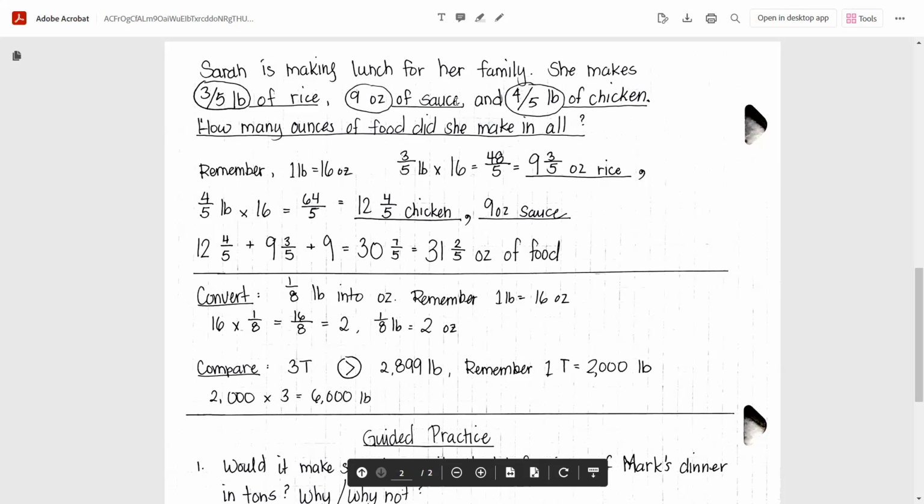Now I'm going to combine these fractions. So 12 and 4/5 plus 9 and 3/5 plus 9. So I'll add my whole numbers first. 12 plus 9 plus 9 gave me 30. 4/5 plus 3/5 is 7/5. So 30 and 7/5 is written improperly because it has an improper fraction in it. I'm going to change that 7/5 into 1 whole and 2 more fifths. So I'll have 31 and 2/5 ounces of food.